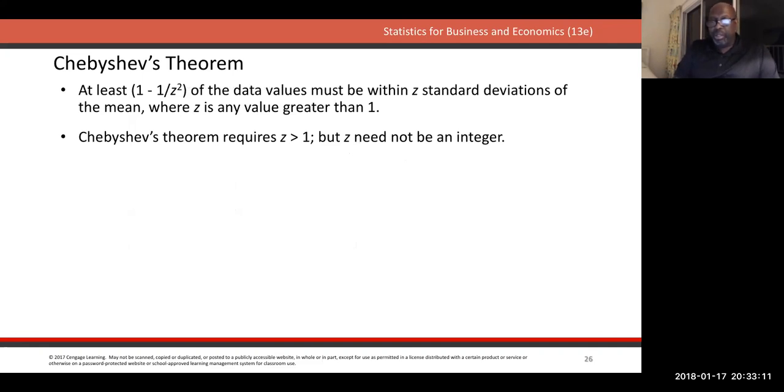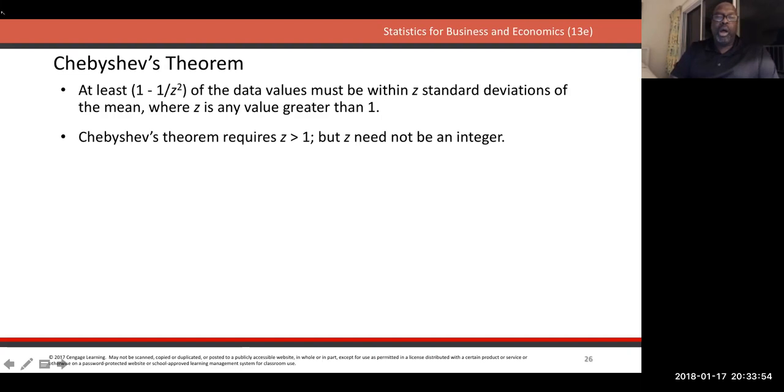Now, I talked about the empirical rule in terms of within one standard deviation, you have 68%, within 2 standard deviations, 95%, 3 standard deviations, 99%. Chebyshev's theorem gives us a range that says at least 1 minus 1 over z squared of the data values must be within z standard deviations. So if we say 1 standard deviation, at least 1 minus 1 over 1 squared. Well, that doesn't tell us a whole lot. For any value that is greater than 1, so let's say 2 standard deviations.